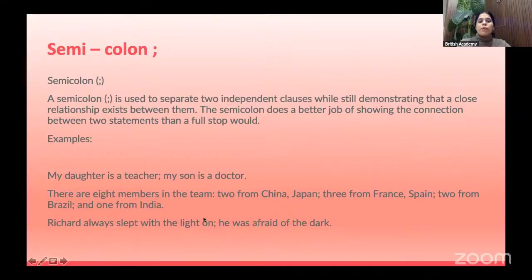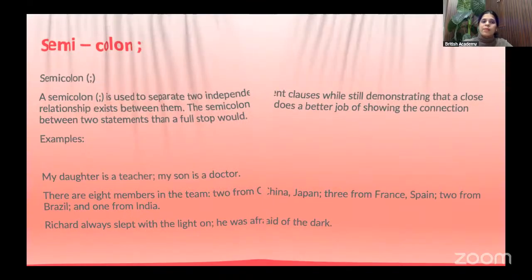Richard always slept with the light on; he was afraid of the dark. So here again, we are showing a close relationship between two things and why it is happening. We are able to demonstrate it with the help of a semicolon.